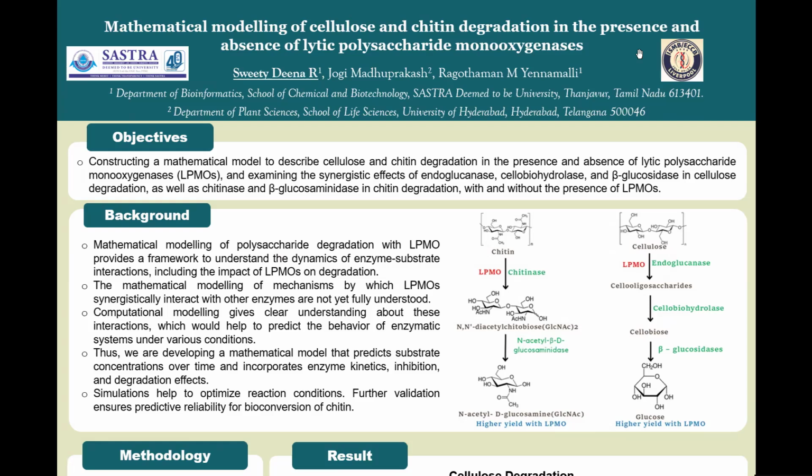The background of this research is to provide a framework to understand the dynamics of the enzyme and substrate interactions, including the impact of the LPMO in the degradation using a mathematical model. So here in the degradation pathway, we can see that including LPMO in the degradation pathway will provide a higher yield of the end product. That is, in case of chitin, it is N-acetyl D-glucosamine, and in case of cellulose, it is glucose. The end product will be more in the presence of LPMO compared to the absence of LPMO.